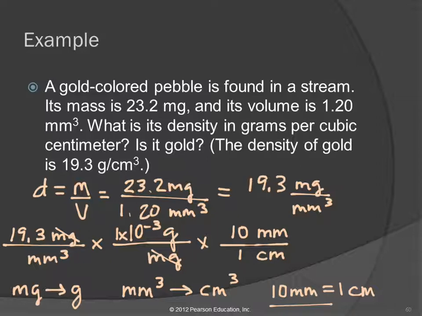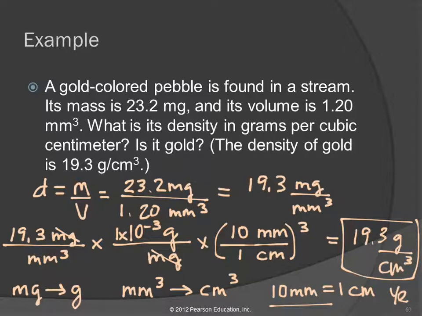We can also do this the way we did it previously using the 2 terms. They'll just both be flipped upside down. And this whole thing needs to be cubed. Now the cubic millimeters cancel with the cubic millimeters, and we end up with cubic centimeters. So 10 cubed is 10 to the 3rd power, right? So we end up with 19.3 times 10 to the negative 3 times 10 to the positive 3, which ends up being 19.3 grams per cubic centimeter. I would put a box around that and then answer the other question, which is yes.